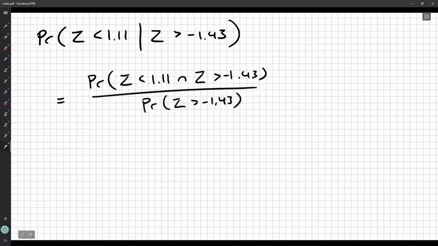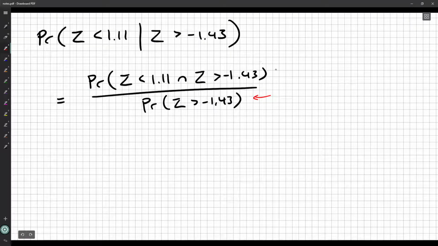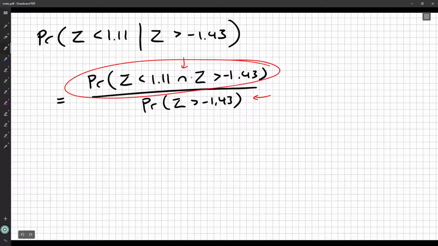Okay, so we want to work this out. Now, this bottom one here, the denominator, that's just Z compared to a simple value. That's something we could not look up directly in the table that we tend to use, but we can manipulate it, we can use this table to help us with the denominator. But what about the numerator? It's an intersection, so we've got to better understand what exactly is going on here. So let's just focus on the numerator, and then we'll bring it back and calculate everything at the end.